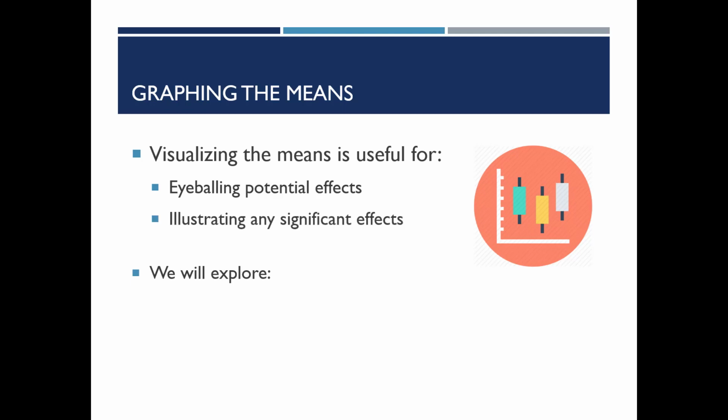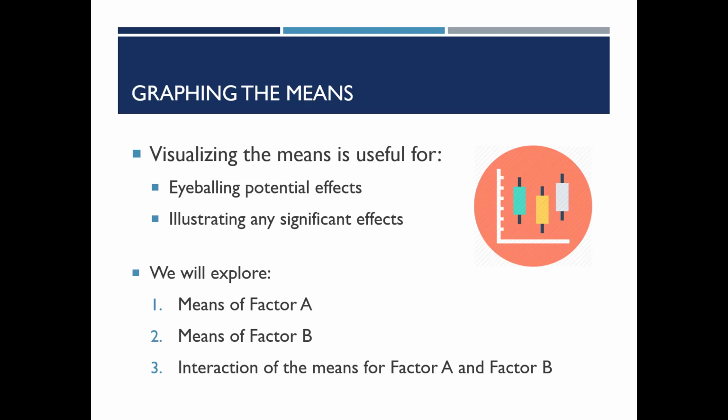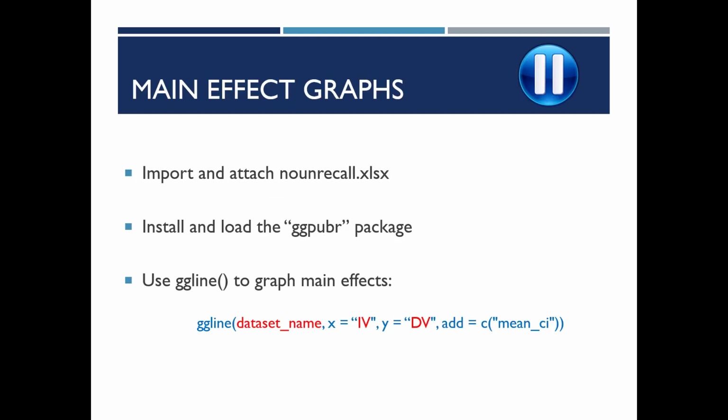Also, if you have any significant effects and you need to report that in APA style, oftentimes having a figure is very useful. And so I want to show you how to graph the means so that if you need to write up a report of a significant factorial ANOVA, you know how to do so using figures. And we will explore the means of the 2 factors as well as the interaction. And so first, let's try to obtain some main effect graphs.